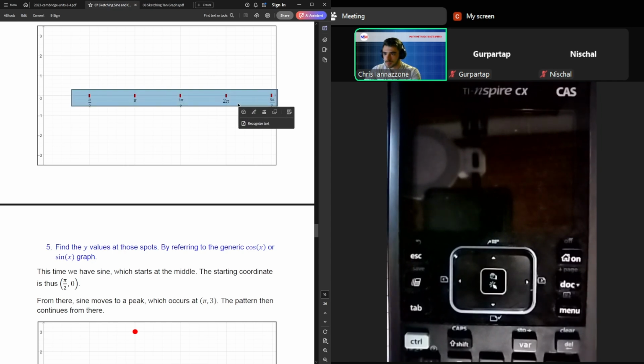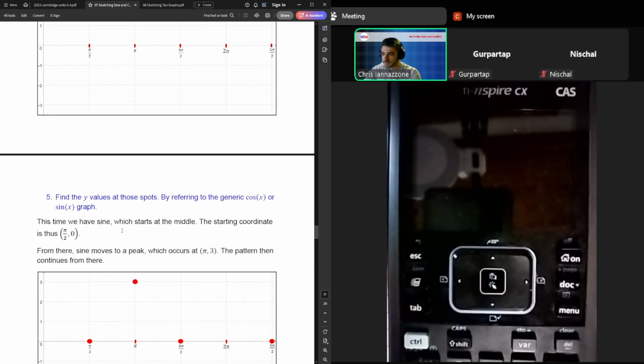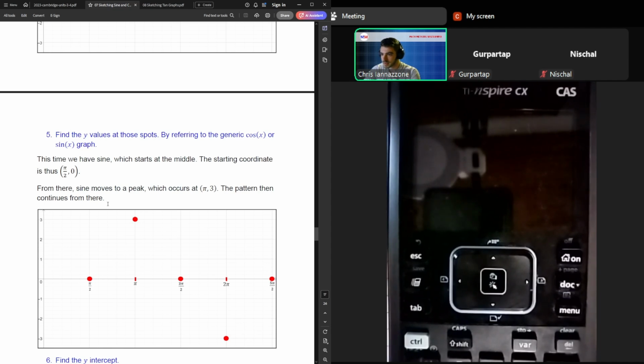But once we have our new interval, we treat everything like we have before. So we have sine in this case, and so sine will always start at the middle. We're shifting everything right by pi over 2, so our new starting spot is pi over 2, and it's going to be a middle. Because we have positive sine, it'll go to a peak next. So either memorize that or just sub in what is sine of pi minus pi over 2. You could solve that if you wanted to, and that will tell you whether it's a 3 or a negative 3. And then you just fill out the rest of the dots. Middle, peak, middle, trough. Middle, peak, middle, trough.